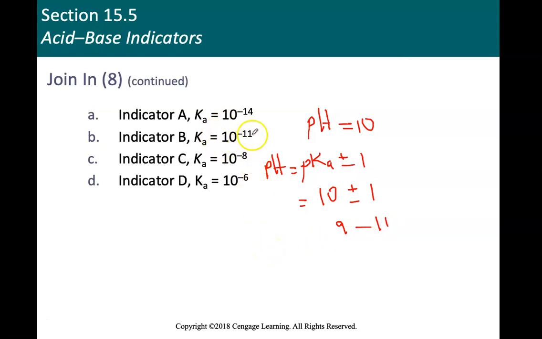So if you look at these values here, Kas, this Ka here is for B, pKa is equal to 11. And this one will be pKa is equal to 8.6 or 14. So the right answer, or the best answer there, is this.